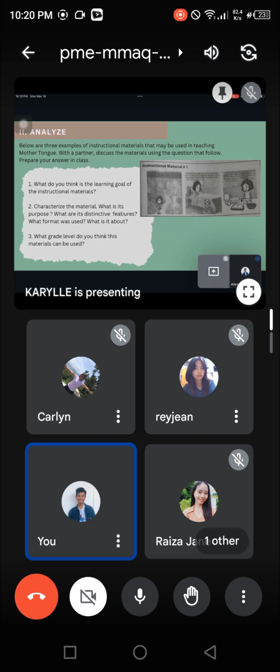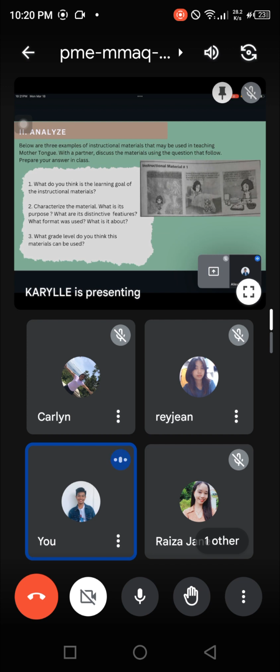Analyze. Below are 3 examples of instructional materials that may be used in teaching mother tongue. With a partner, discuss the material using the questions that follow. Prepare your answer in class. So dito po, meron parang isang kwento na kung saan ito po yung first instructional material. So ito po yung mga tanong.